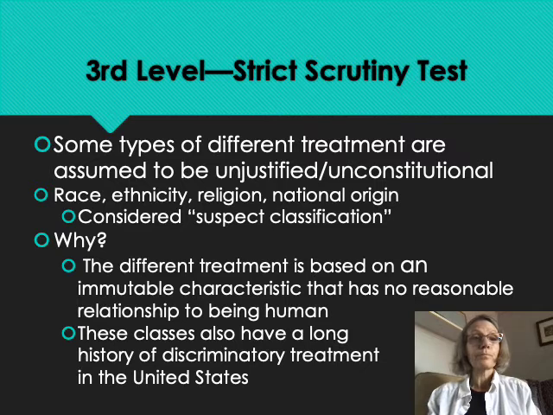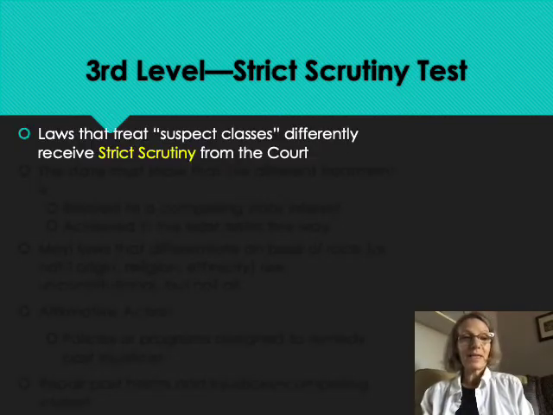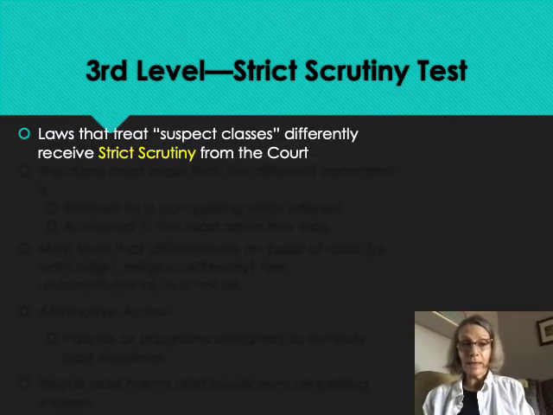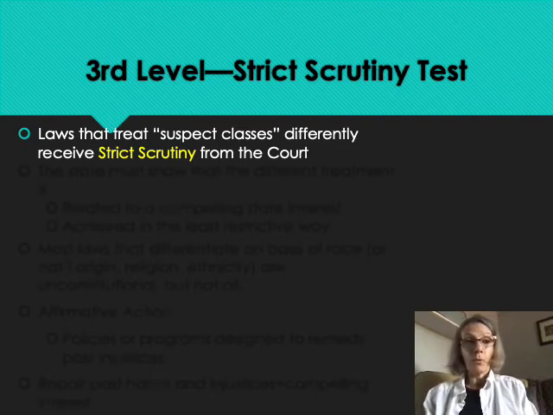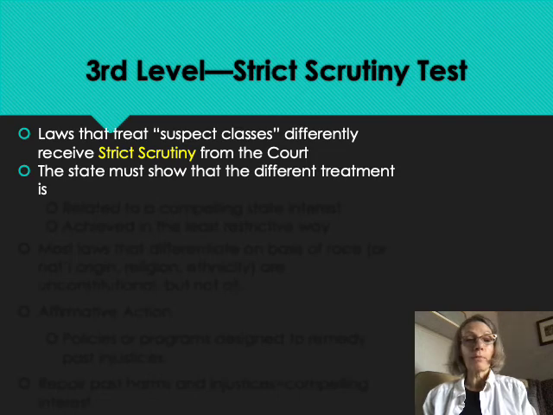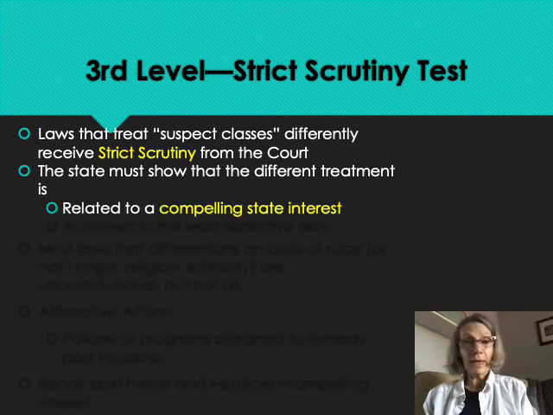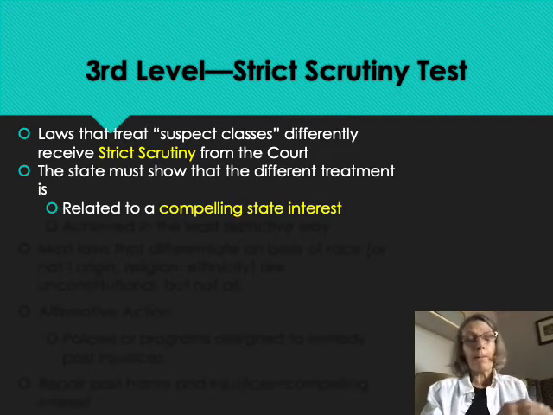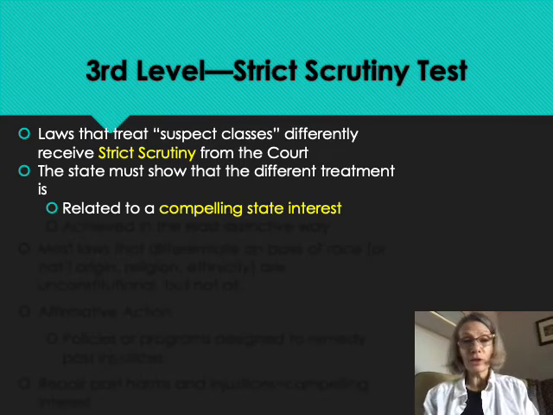Okay. So as I mentioned, laws that treat these suspect categories or classes differently receive strict scrutiny from the court. And the burden of proof is on the state. The state must show that the different treatment is related to a compelling state interest. So not just an important state interest, but an interest that is so crucial or essential to the job that the government is doing.